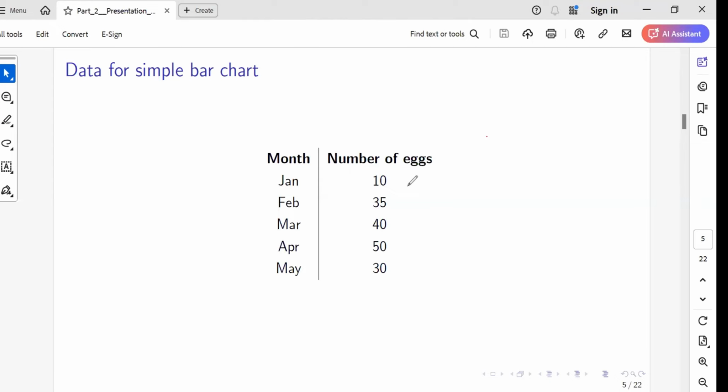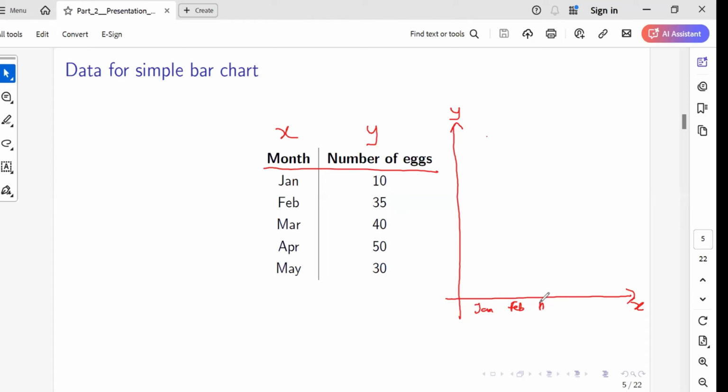So let me imagine a graph plot here. I label this as my X axis, and then I'll label here as my Y. Now, in this data, month is going to be my X, and the number of eggs will be my Y. So I have 5 months, 1, 2, 3, 4, 5. I want to write them down. January, February, March, April, and then May.